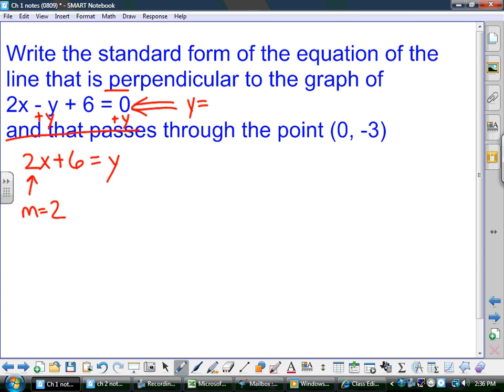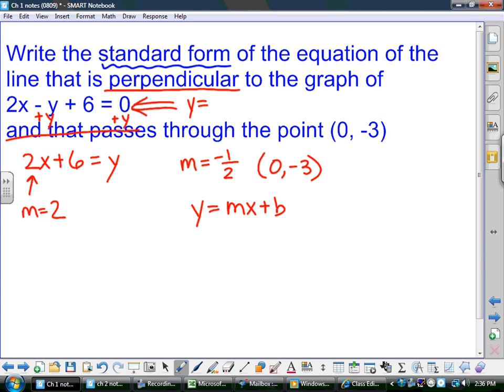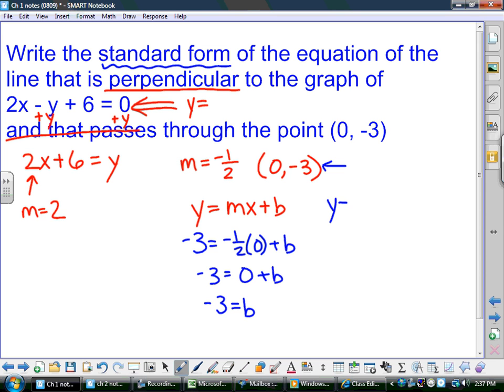Since I'm trying to write the equation of a line that's perpendicular to that, I want to use the opposite reciprocal slope, or negative 1/2. I'll use that slope along with the point that they gave and plug it into y equals mx plus b to start with. That's not what my final answer will look like. My final answer is going to be in standard form, but this will give me somewhere to start. Y equals mx plus b reveals right away that the y-intercept is negative 3. And maybe we could have figured that out from the beginning, because 0, negative 3 is right on the y-axis.